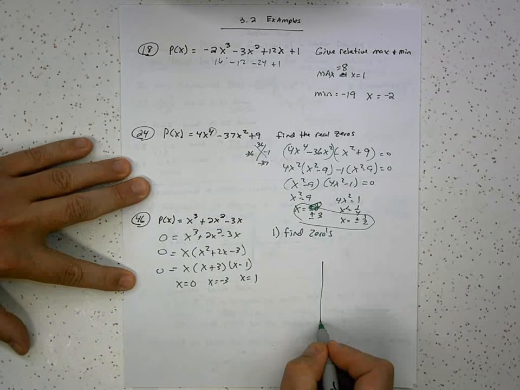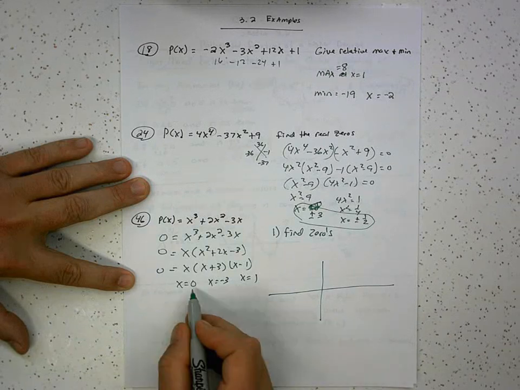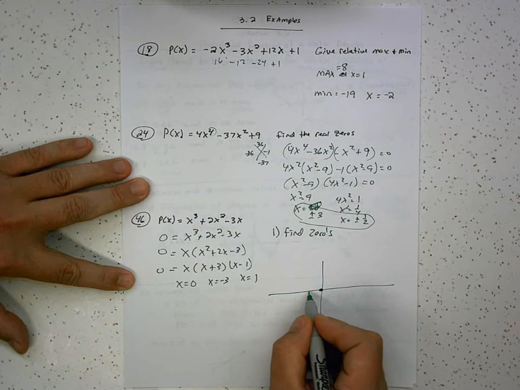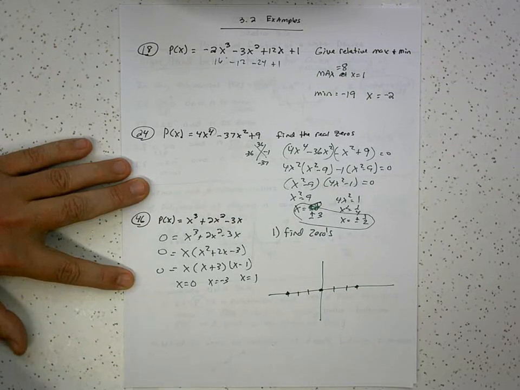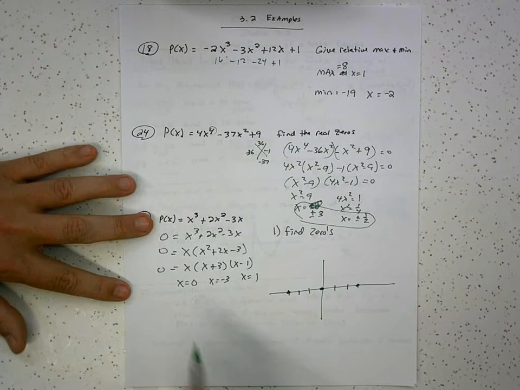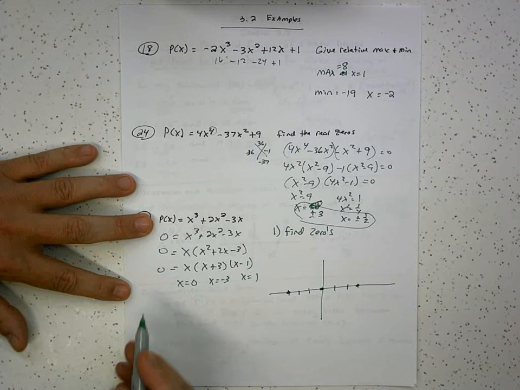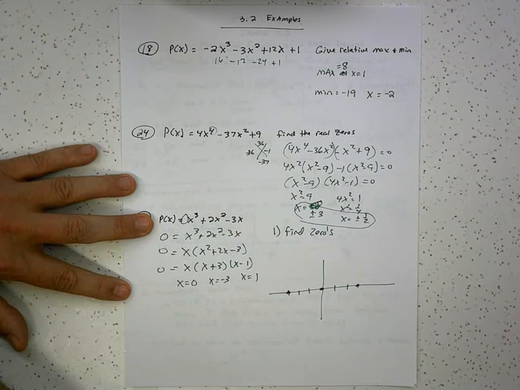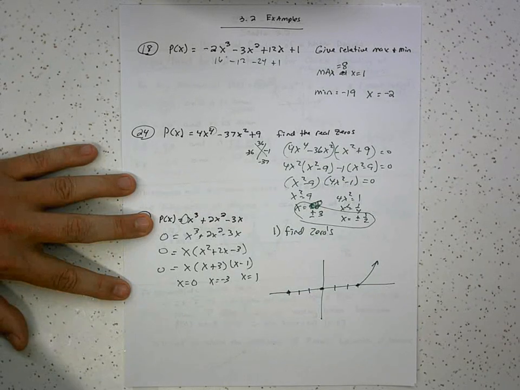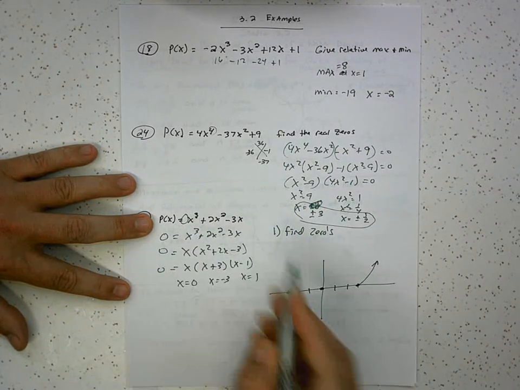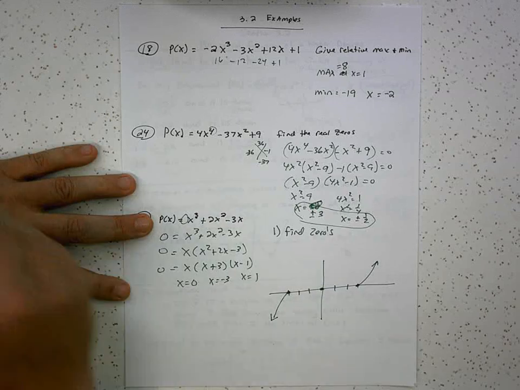So my zeros are 0, negative 3, and 1. Now if I'm going to draw just a general graph of this, I find my zeros, 0, negative 3, and positive 1. Okay? Let's look at the right-hand behavior test. A is positive. That tells me from this side it goes up. Okay? This is odd. Tells me on the left side it goes down.